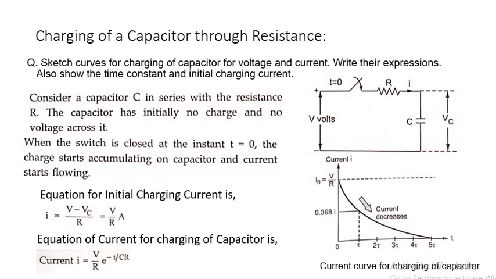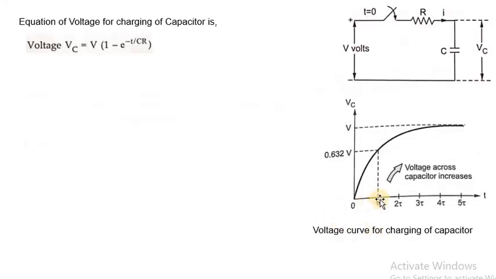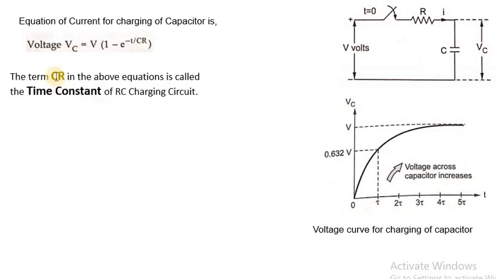Okay. Now what is this tau? This tau is nothing but called as a time constant of RC circuit. Now what is this time constant of RC circuit, which is denoted by tau term? It's called as the term CR, C into R. C is the capacitance, R is the resistance. So this term CR in voltage equation and current equation which we have seen, that is called as the time constant of RC charging circuit.